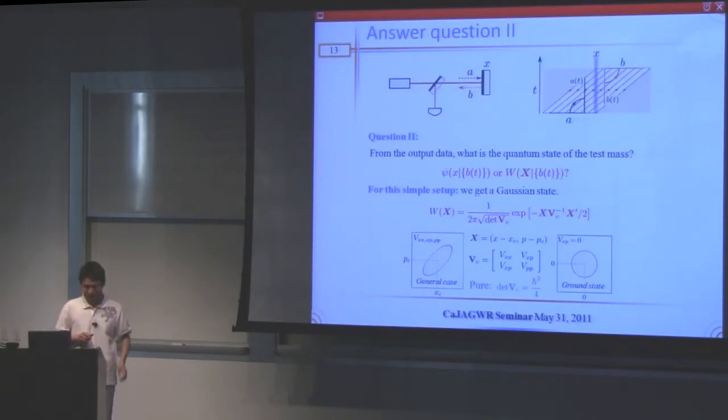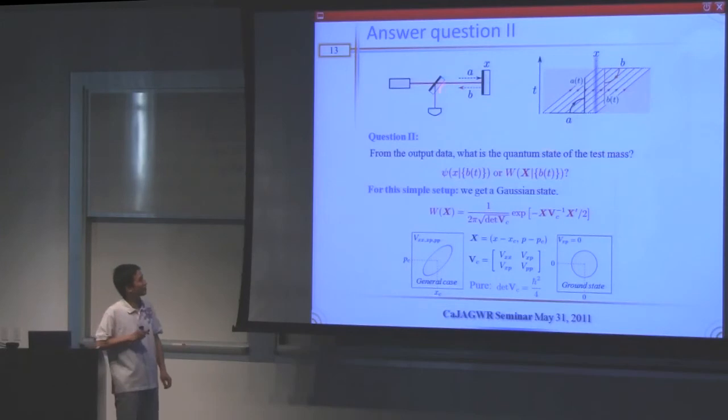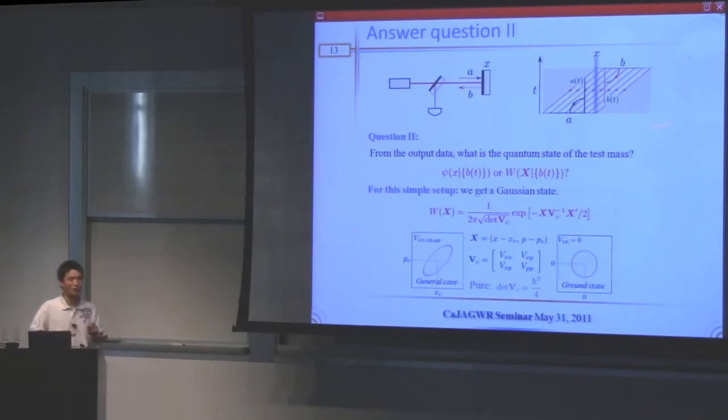Okay, now let's try to answer the second question. Basically, from the output data, what would be the quantum state of the test mass? So this is a conditional problem. Once you get all the measurement data of the output field, what is going to be the wave function, or the Wigner function, or equivalently the quantum state?